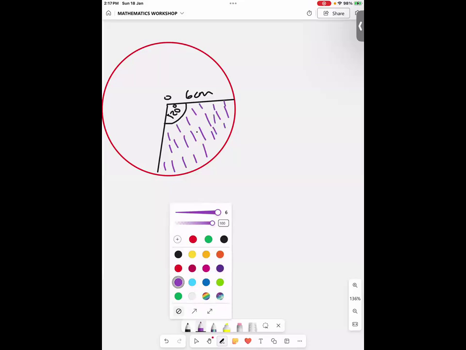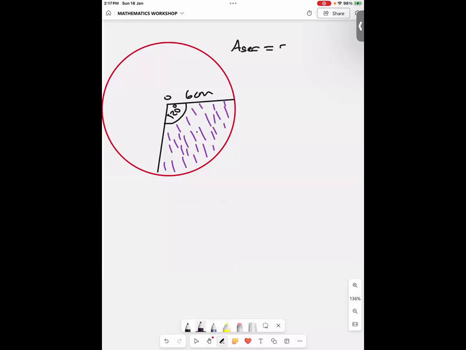Now, in our class, we would have learned that there's a formula for a sector. If you can grab your notes, you'll remember when I told you that the area of a sector is equal to theta divided by 360 multiplied by pi r squared. That's the formula for finding the area of a sector. All right?